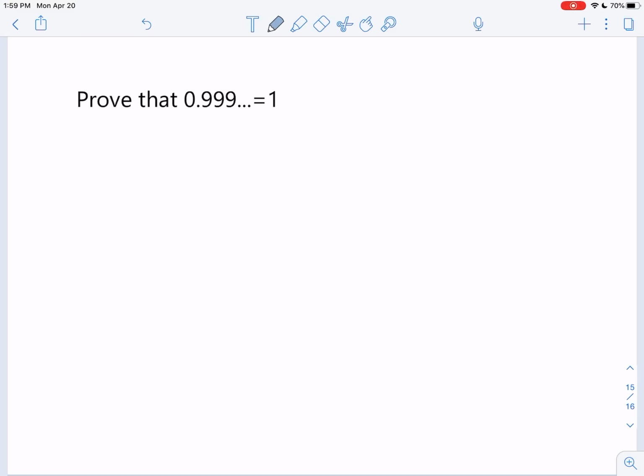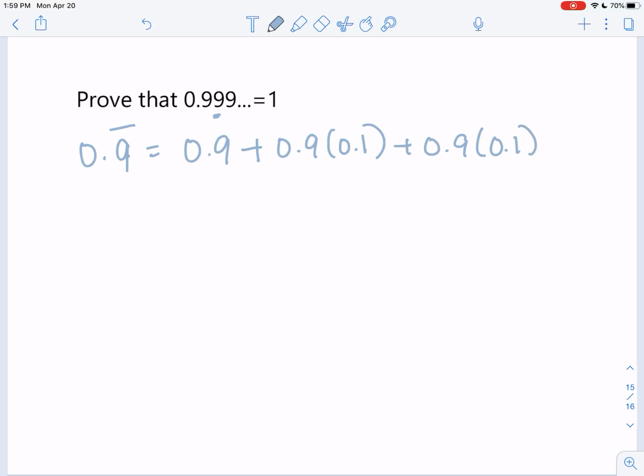Can you prove that 0.999 repeating is equal to 1? Okay. Well, 0.9 repeating can be written like this. 0.9 plus 0.9 times 0.1, right? That would get me that part. Plus 0.9 times 0.1 squared. That would get me that. And so on and so forth.